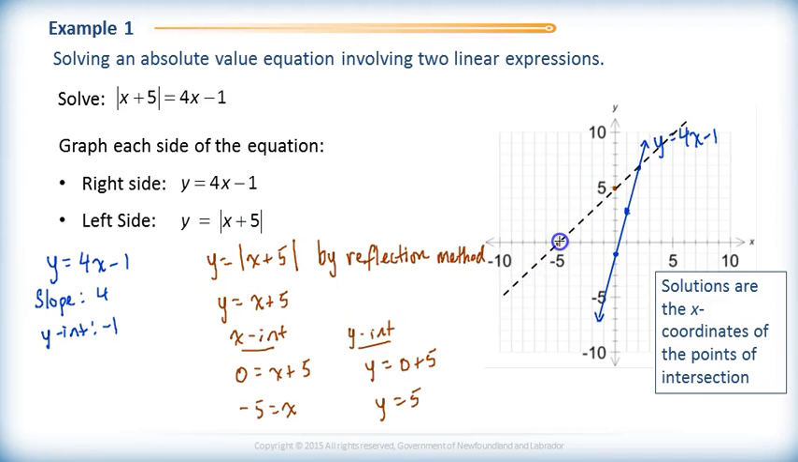The part that's positive stays positive for the absolute value graph. And the part that's negative reflects across the x-axis. And we've got this arm. We're interested in the x-coordinates of the points of intersection. There's only one point of intersection by the looks of things, and that occurs right here. Point of intersection when x equals 2.